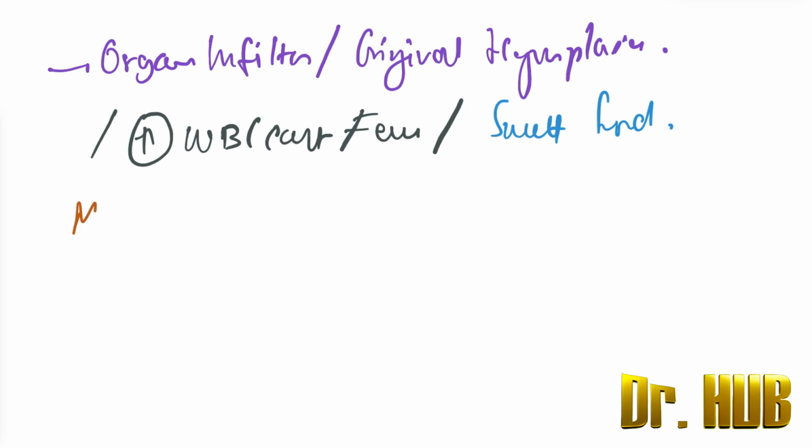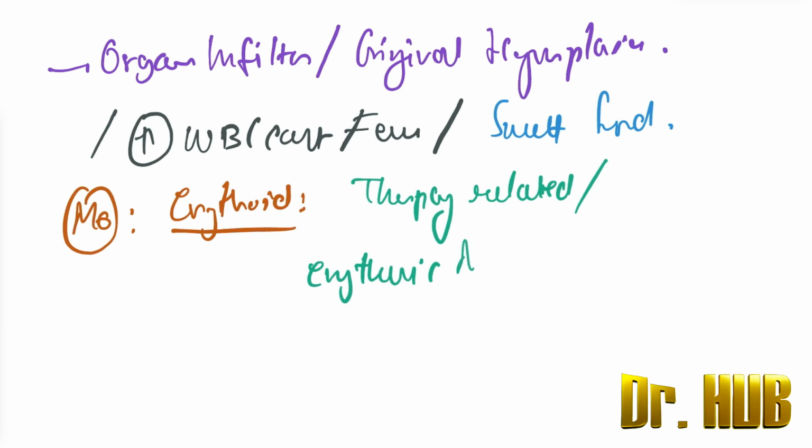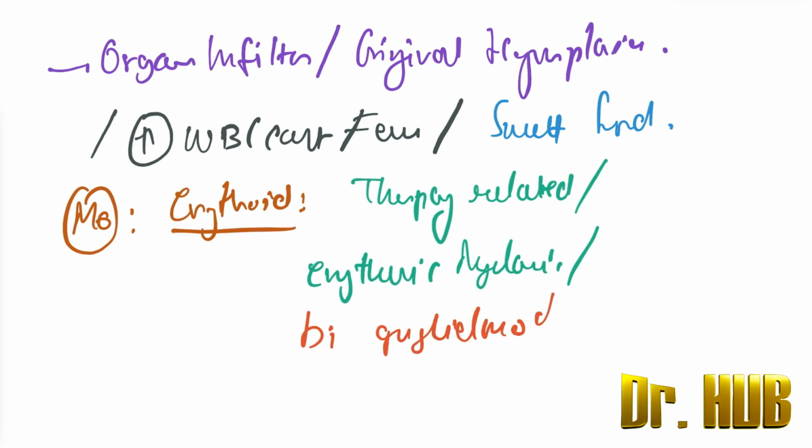Next we look at M6. M6 means erythroid, and it is therapy related. It includes erythroleukemia, also called Di Guglielmo disease, and it has a poor prognosis.